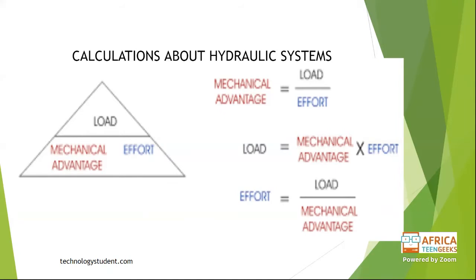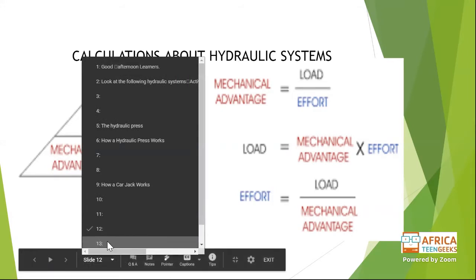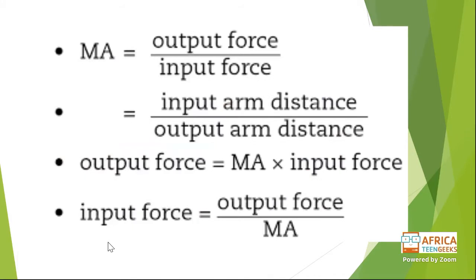As we go on learning different systems within system control, we look at each system and check its mechanical advantage. But sometimes we also need to calculate the load and the effort, so that we can know how much effort is needed to perform a task using a certain machine. Please keep this for yourself so that you can use it in future. Here is another resource you will be using when doing calculations of systems, and you can take a shot of this. It's pretty much the same thing that I gave you in the previous slide.